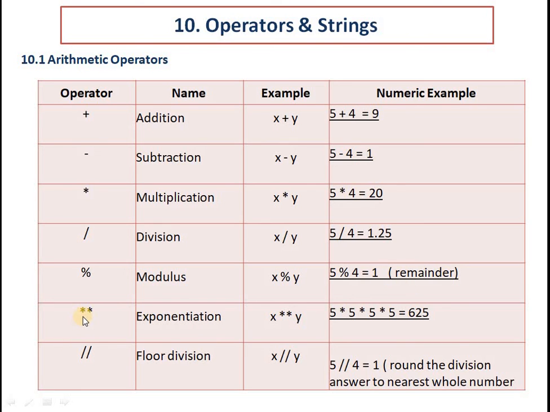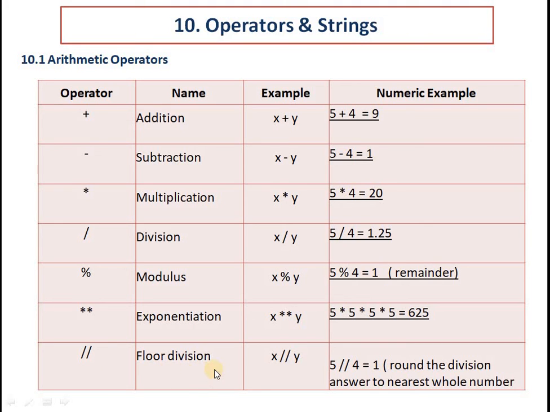Another operation is double star, the exponential operator. I am putting x star star y. The value of x is 5 and y is 4. So it will deal with exponentials. x star star y, where the value of x is 5, means 5 will be multiplied 4 times. 5 into 5 into 5 into 5, which is 625, right?